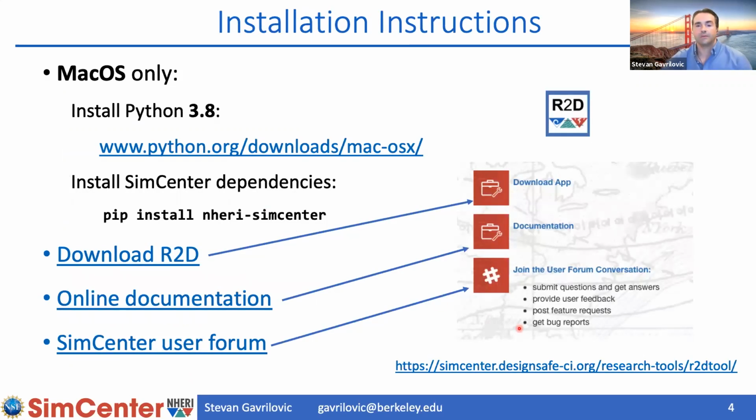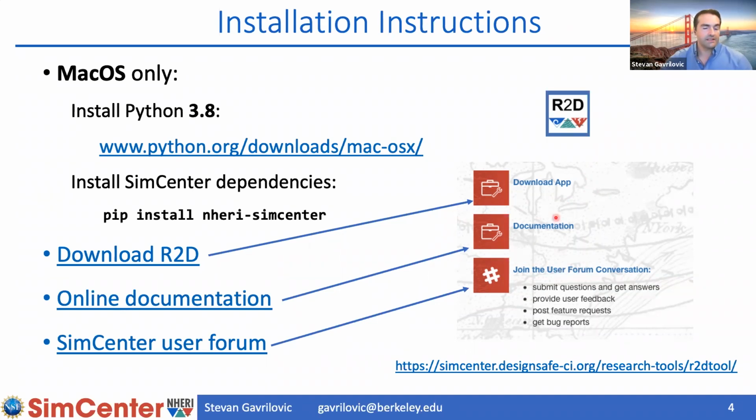So to get started, we need to download R2D from DesignSafe. You can go to this link here, but the easiest is to Google SimCenter R2D tool, and one of the first few links that pop up should be this web page. And on the right-hand side of that web page, there are links to download the app. Now, a new update was released on Tuesday, so if anyone has installed R2D before that, I would recommend that they go and download the newest version if you want to follow along, of course.